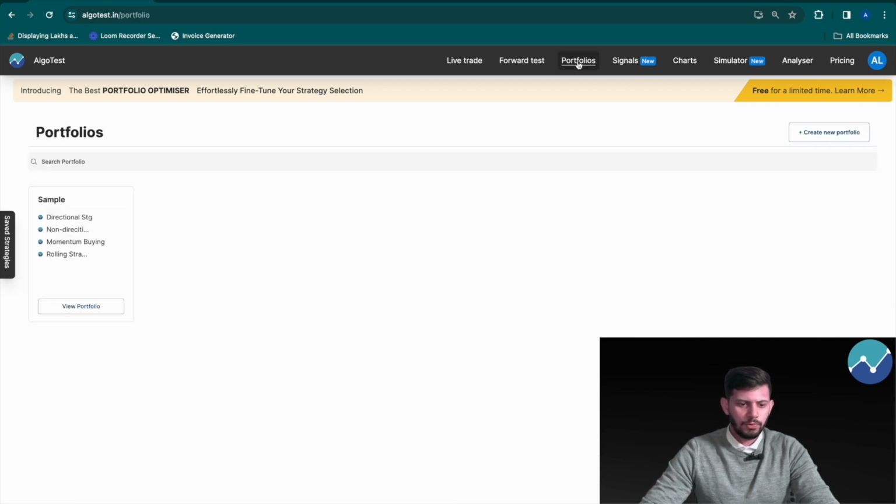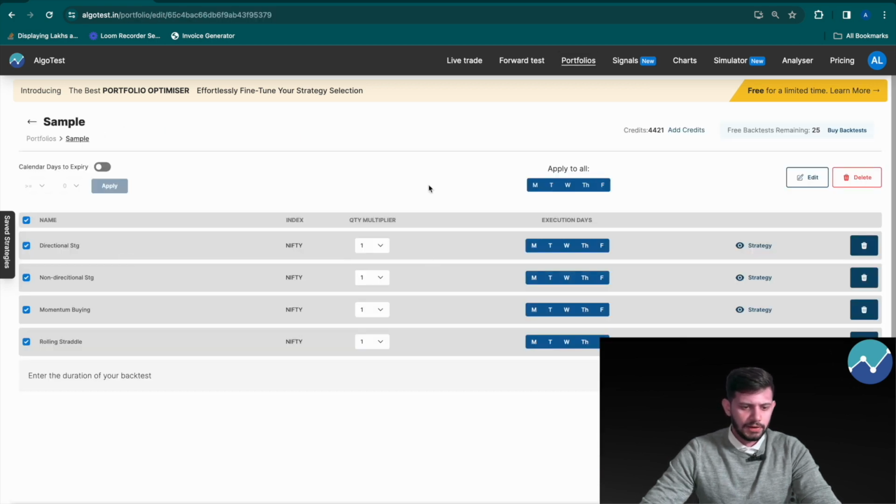Now moving on to portfolios, it's very similar to a backtest. Let's take this portfolio for example. There's 4 strategies in it. Like I said earlier, it's not important what your backtest period is. 1 year, 2 years, 3 years, 4 years. It only matters the number of strategies you're backtesting.